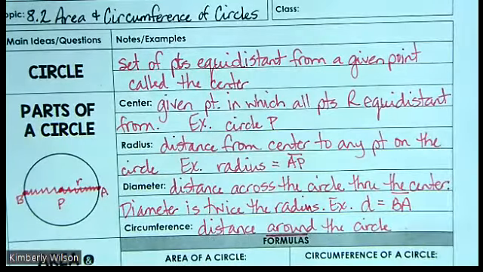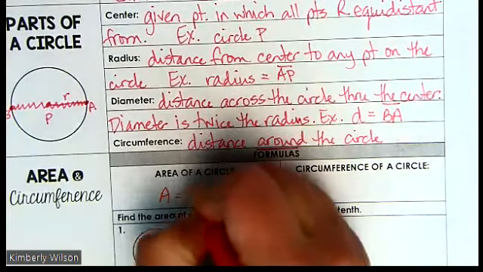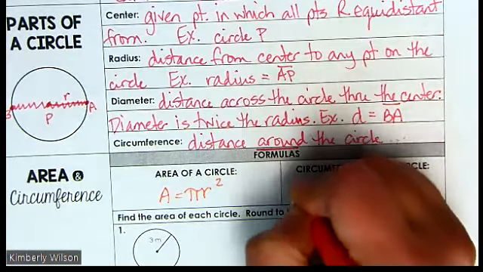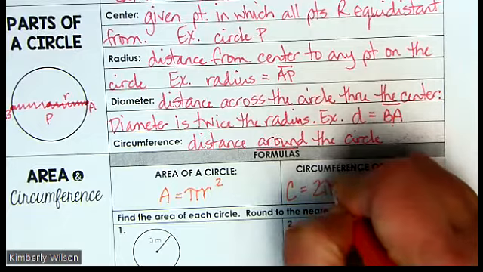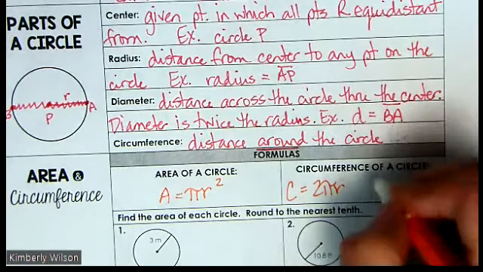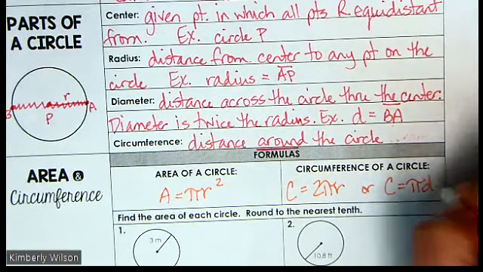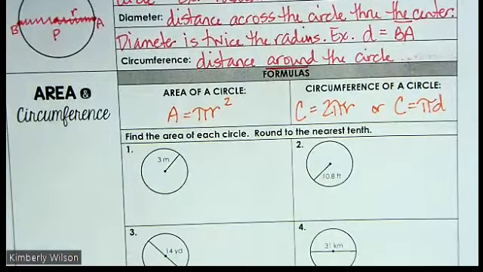Okay, here we go. So now we're solving. Well, we first have to write our formulas. So for the area of a circle, that formula is pi r squared. For the circumference, you have two. You have 2 pi r, which is when you're given the radius, or you can do the circumference equals pi times the diameter. Either one works. Okay, so now we're going to work a couple of examples.